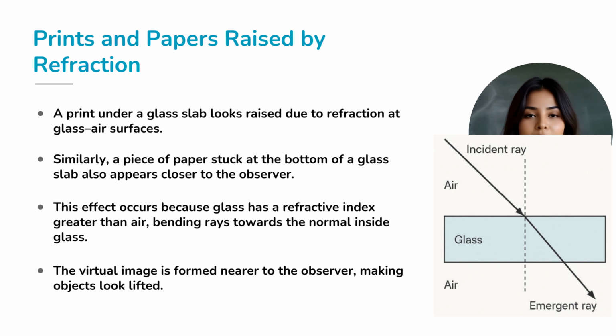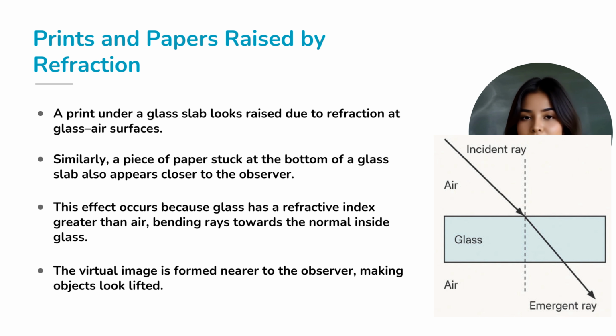Let's extend this idea to solids. Imagine a printed page beneath a thick glass slab. When you look at it from above, the print seems raised. This happens because glass has a higher refractive index than air. Light rays from the print bend as they leave the glass, and your eyes trace them back to a virtual image that is nearer to you.